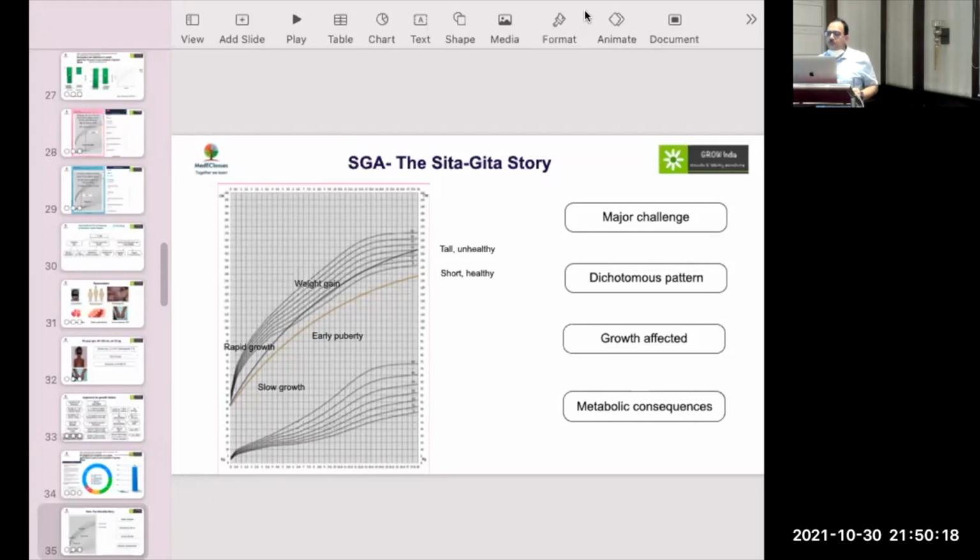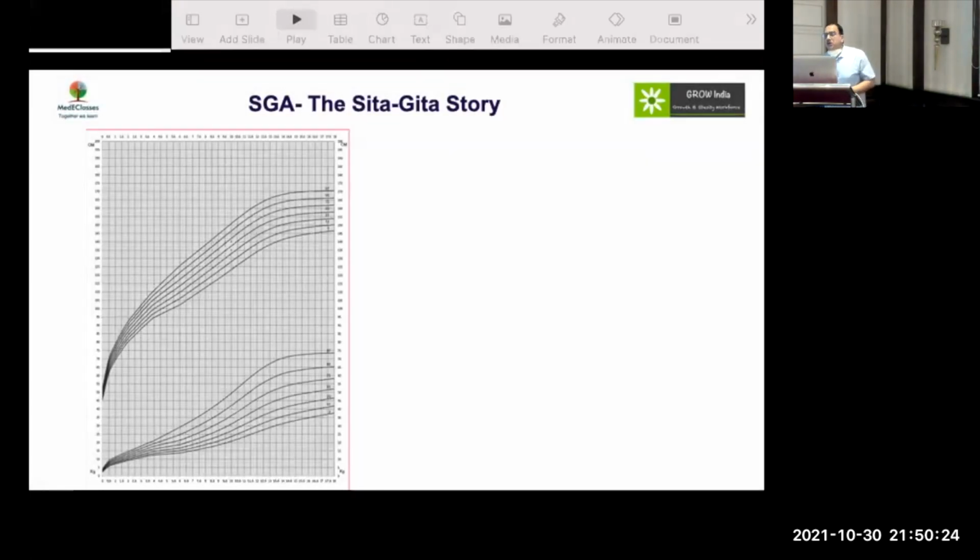About one condition where growth becomes very relevant, which is the SGA. SGA is a classical situation of what we can call the Sita Gita story, in which you have some children who will catch up very fast and have problems, and others who will not catch up and will have a problem. So when we talk about SGA, it's actually a mixed bag. There will be around 20% children who have slow growth, they develop early puberty, and then land up short. They don't have metabolic complications. But then there are around 30% who will have rapid growth, they will have weight gain, and they will develop metabolic complications like diabetes, polycystic ovary disease, and other complications.